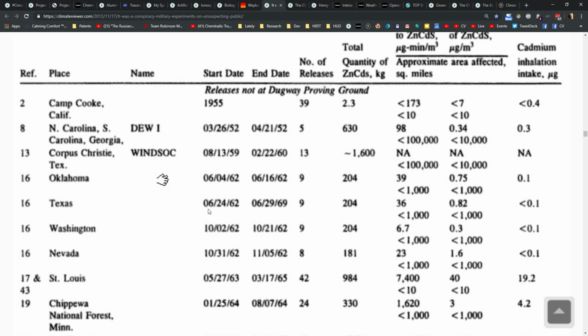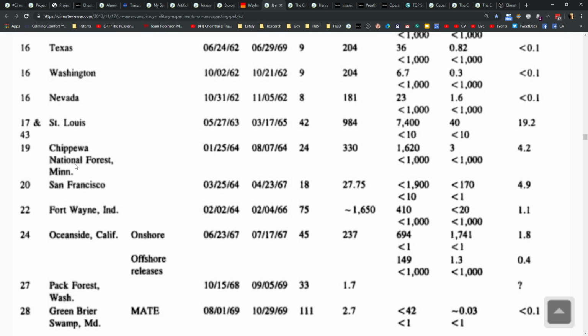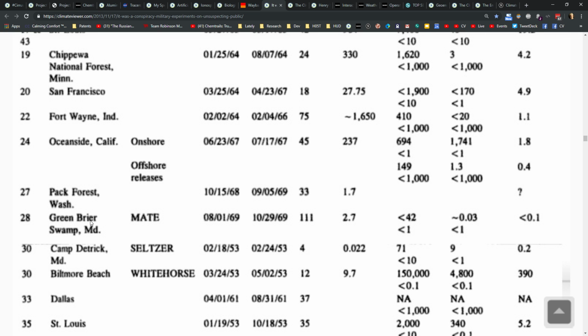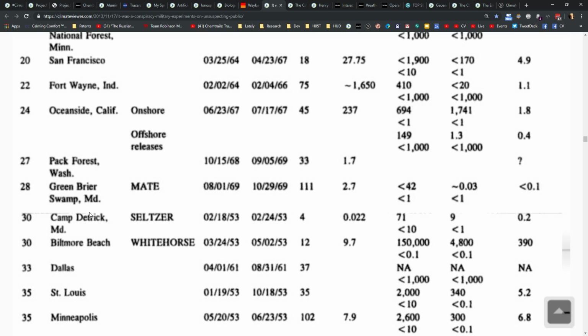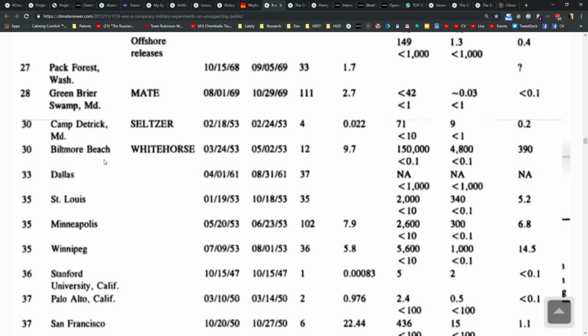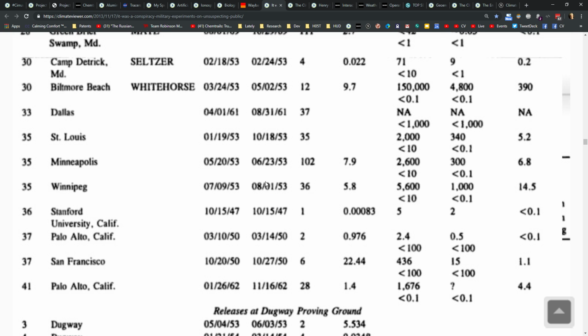Yes, this all happened. Camp Cook, California, North Carolina, Oklahoma, Texas, Washington, Nevada, Chippewa National Forest, Minnesota, San Francisco, Indiana, California, Washington, Maryland, Biltmore Beach, Operation Whitehorse. They have the names of them here. How much chemicals they dropped? 150,000 square miles on that one.